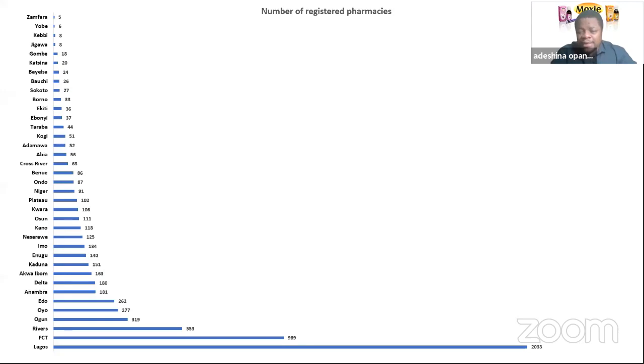Lagos has about 2,000 plus pharmacies. Abuja has close to 1,000 pharmacies. Rivers has over 500 pharmacies. And then Ogun follows with 319. And then it continues to decrease until we get to the bottom, where we have Zamfara with only 5 pharmacies in the whole state.